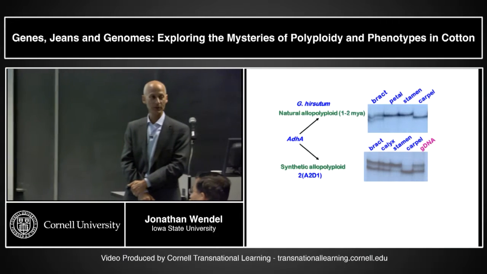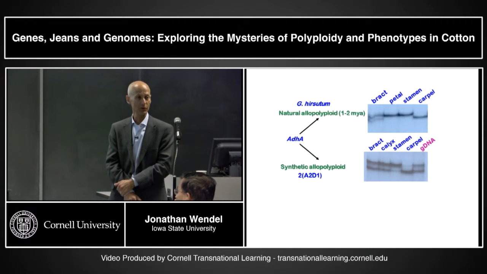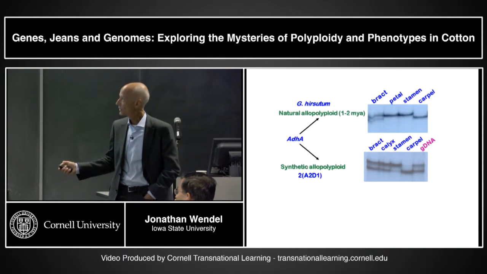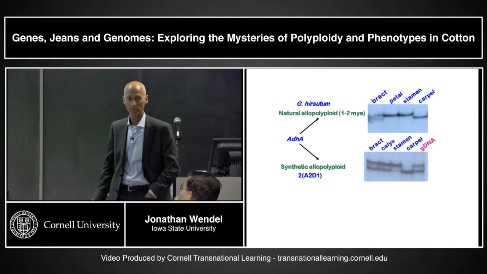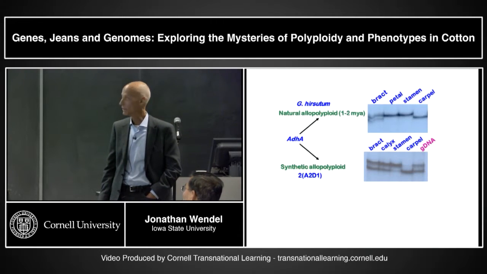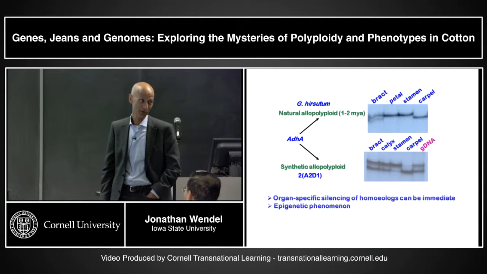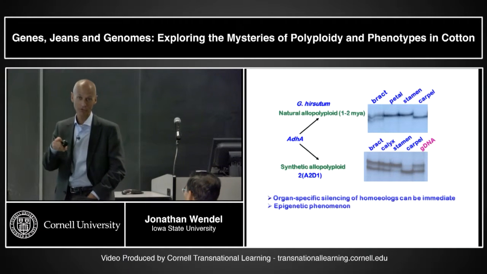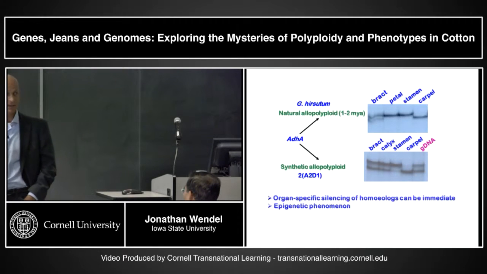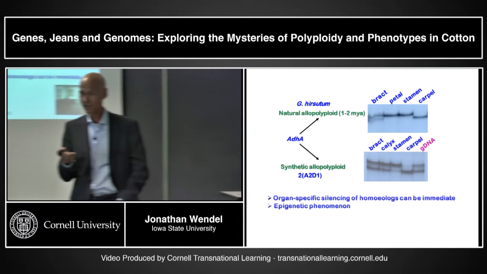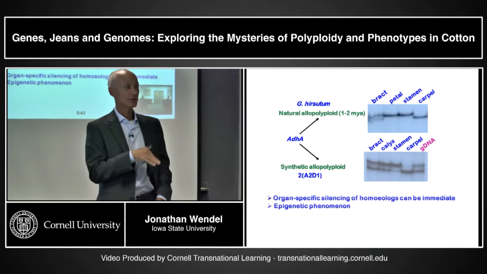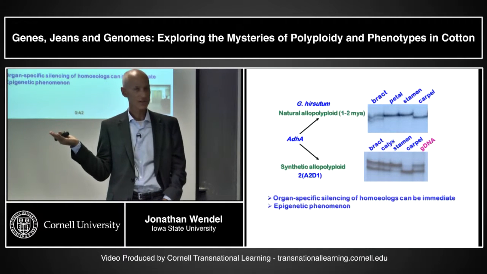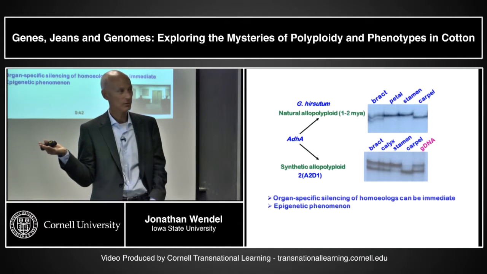So we compare what happens in a 1,000,000-year-old allopolyploid to what happens in a synthetic allopolyploid. And these aren't exactly parallel lanes here, but let's see, stamen and carpel are the same, and they're the same. This is a synthetic. There's been no time for evolution. So we know that organ-specific silencing of homologs can be immediate. So we know it's an epigenetic phenomenon. So for those of you who are interested in polyploid theory, the gene duplication theory is all about time to subfunctionalization. And here what this suggests is time to subfunctionalization may be 0.